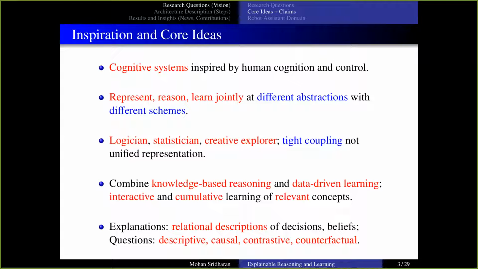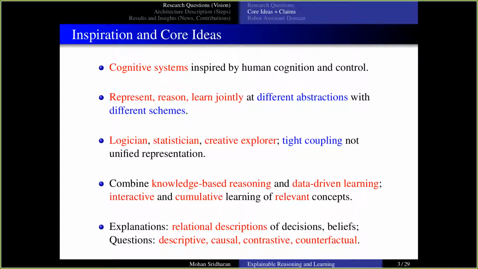There should also be nice ways to connect between the different schemes. So they could reason with different schemes at different abstractions, but there is a nice link between them. I will show some examples shortly. You could imagine, if you will, that inside the robot sits a logician, a statistician, and a creative explorer. They may not work well together in the real world, but they work well inside our robots. So there are these entities which are going to talk to each other.